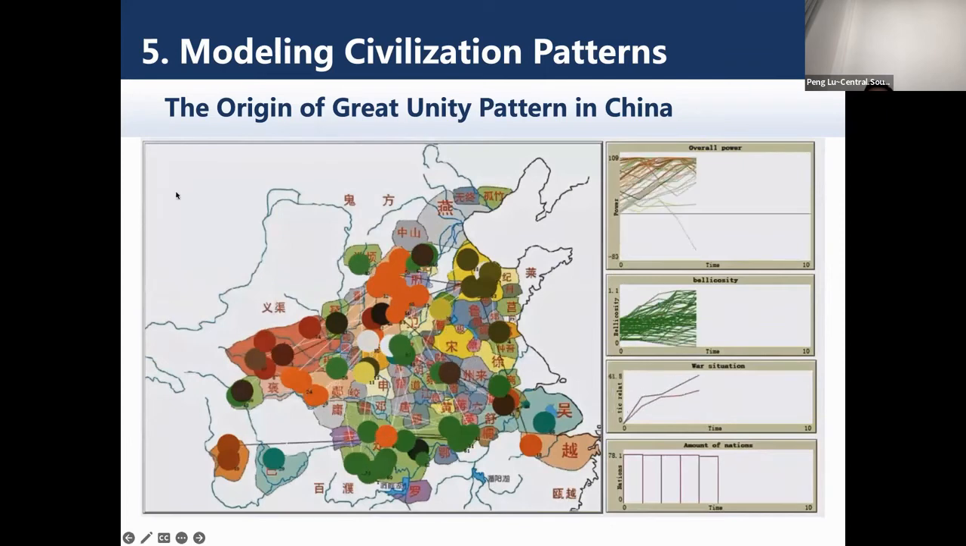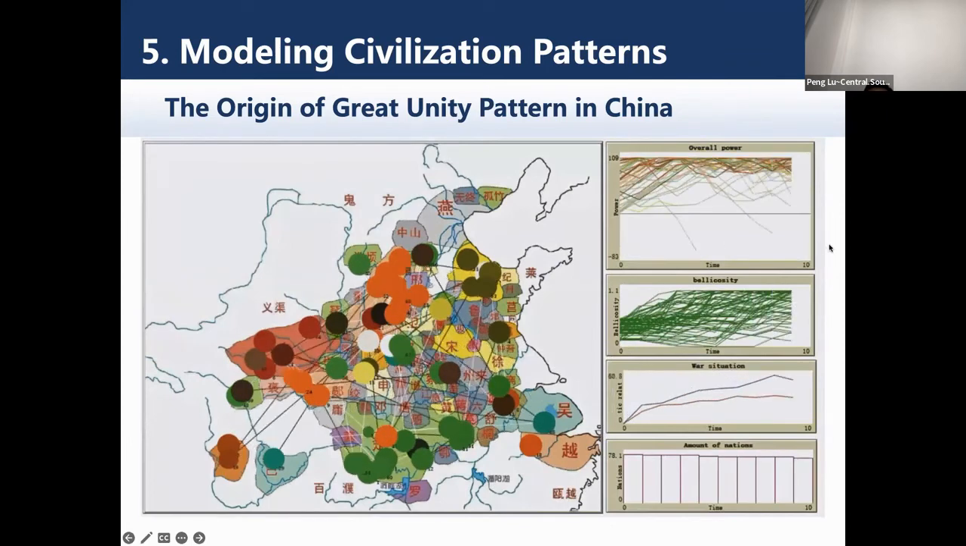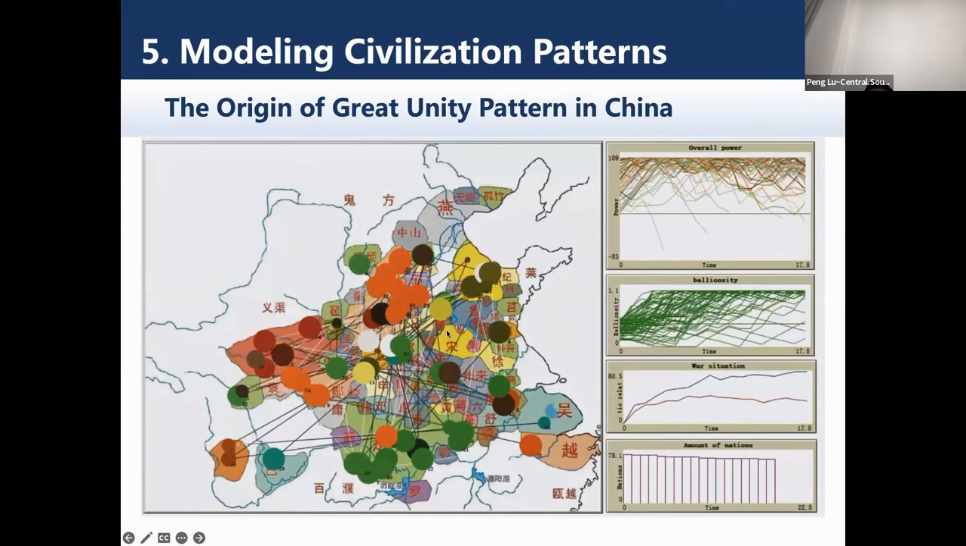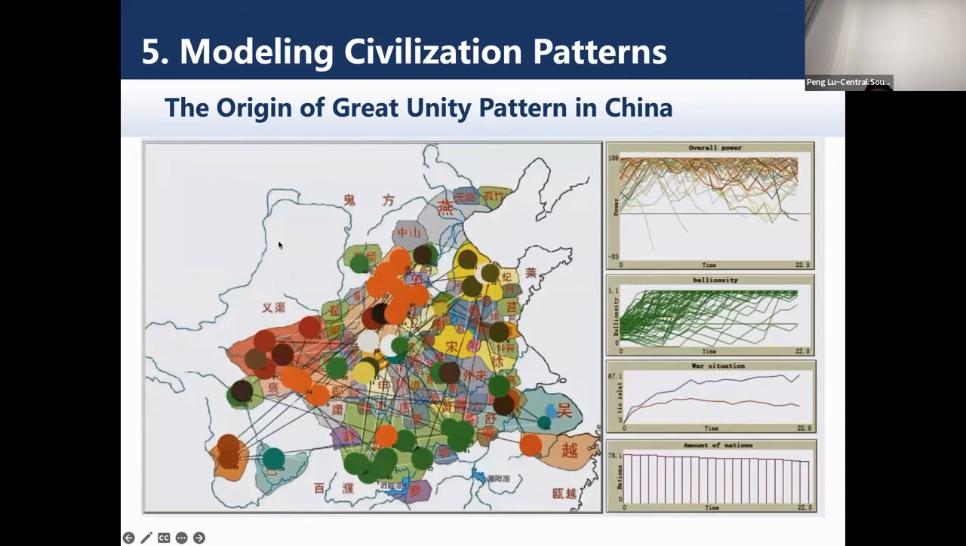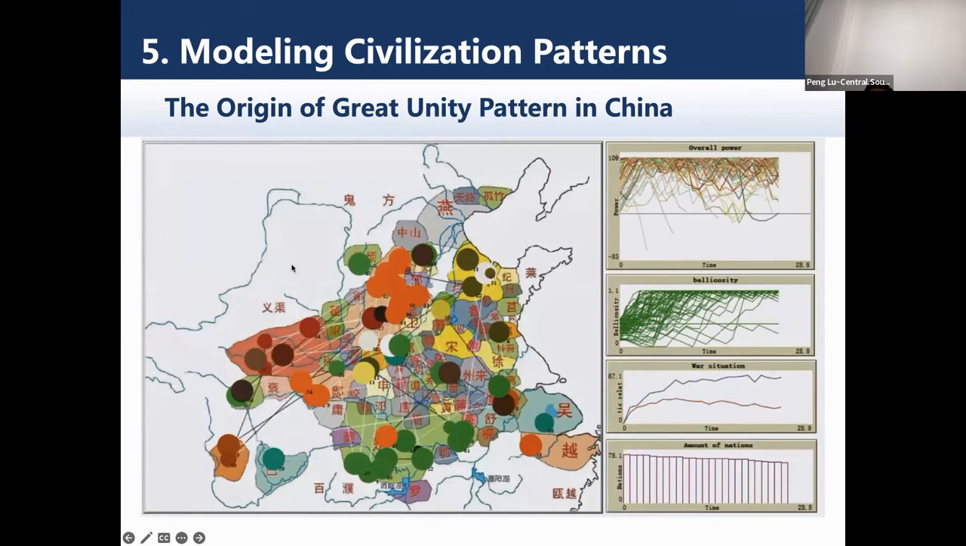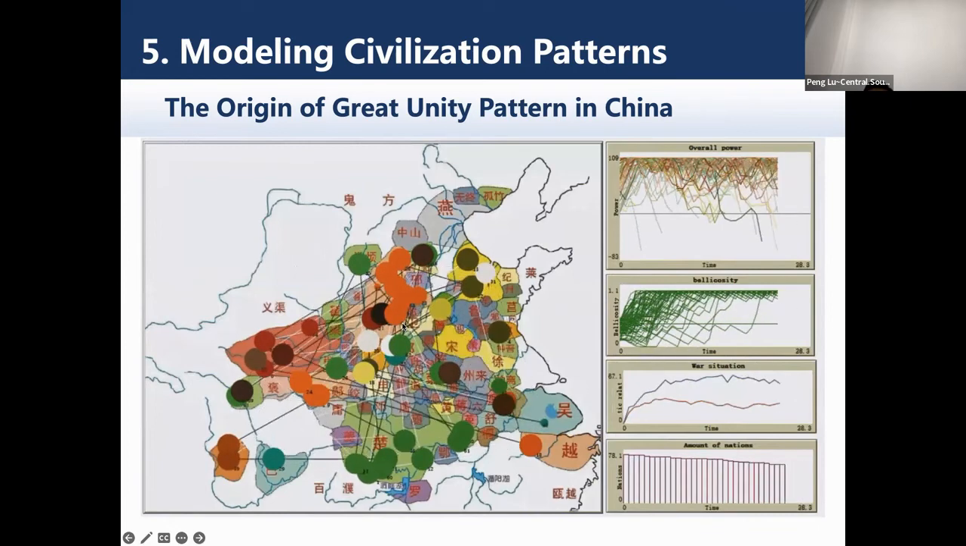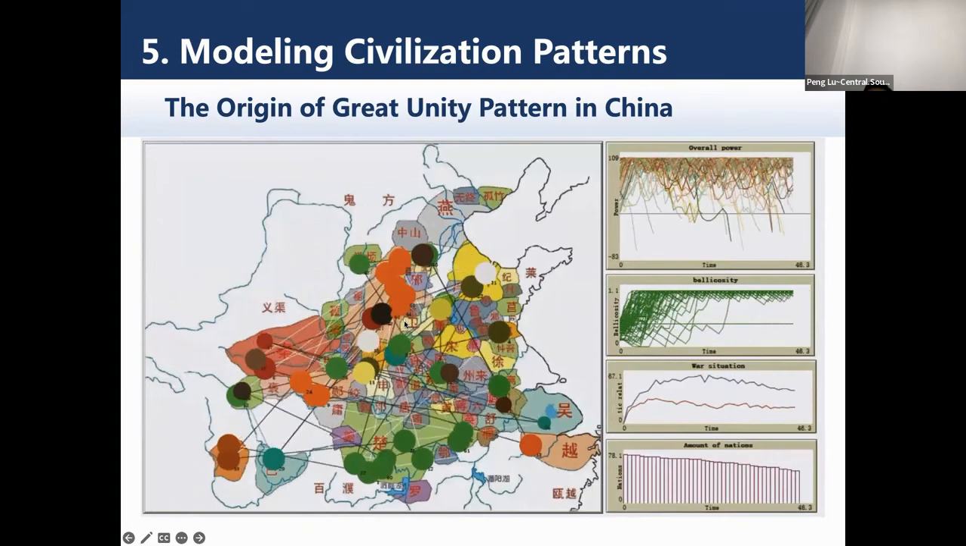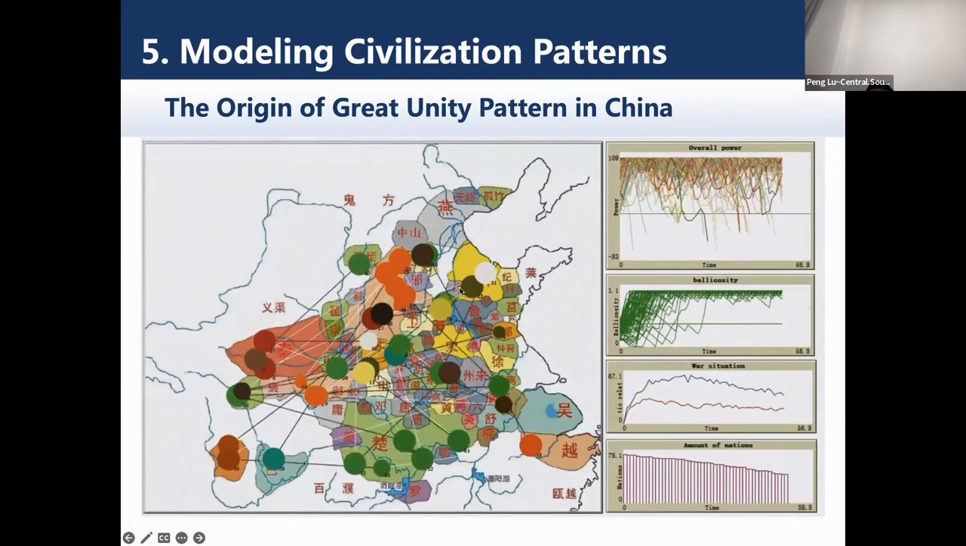This is the dynamic video for this process. It tells us that war is the primary mechanism for unification in history, from many states to one state.